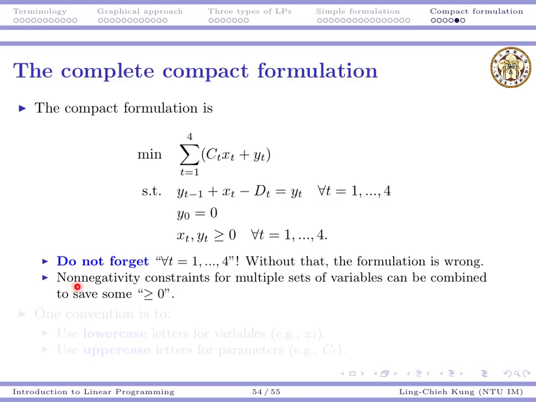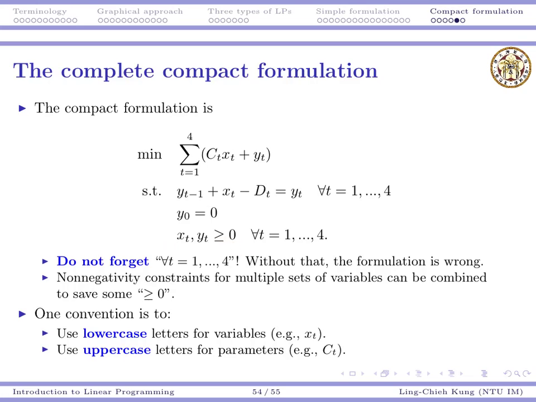And then non-negativity constraints for multiple sets of variables are typically combined together. Officially, you should write xt greater than or equal to 0, and then yt greater than or equal to 0, but that's too tedious, right? They are just non-negativity, so typically we write it in this way.